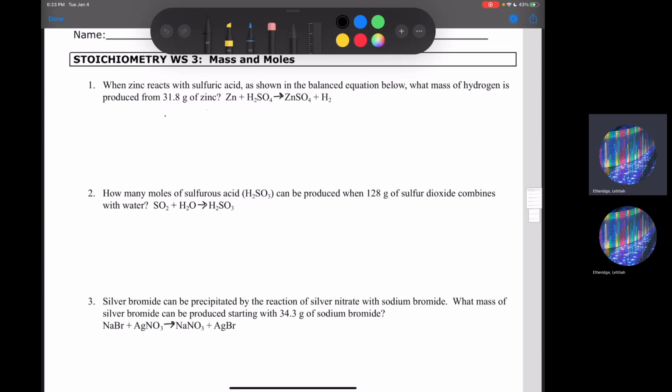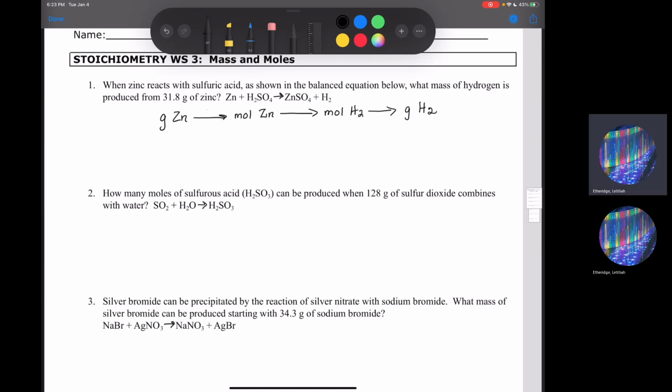So we are starting with grams of zinc. We are going to need to convert that to moles of zinc. Then we are going to need to convert it to moles of what we're going to. And in the question, it says we need to get the mass. So we need the mole of hydrogen. And then we are going to convert that, hopefully, to grams of hydrogen.